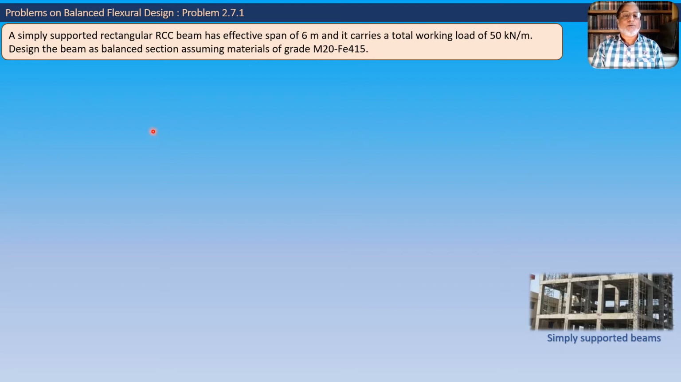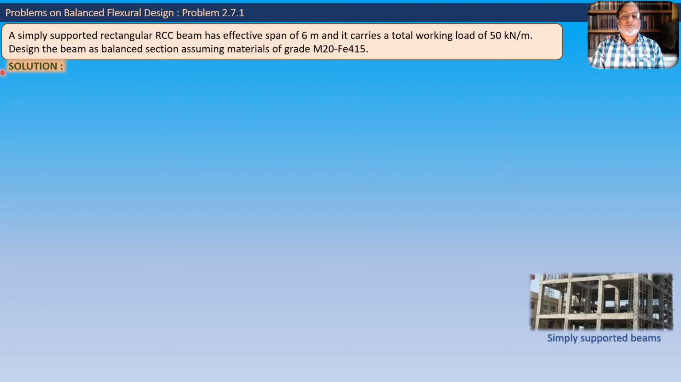So this is a problem on a simply supported beam. Let us have a look at this picture, which is a common picture of simply supported beams. You can see these three beams at this level supported on columns. We can treat these beams as three simply supported beams. Similarly, there are three more beams at the upper level. So this is a common picture. This gives us a reference of the site or the field while solving the problem. Now let us start solving the problem.